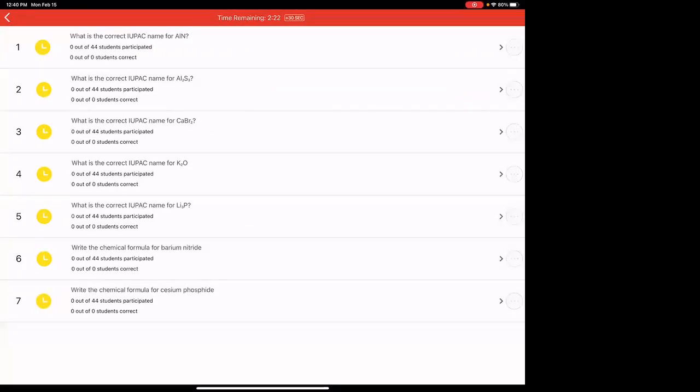Just working it from the top, right? Cesium is, let me find it on the table. I'll give you a hint, it's over on the far left. Okay, as it's in the first column, so 1. Got it. So it's going to carry a 1+ charge. So go ahead and put your Cs with a 1+ over it.